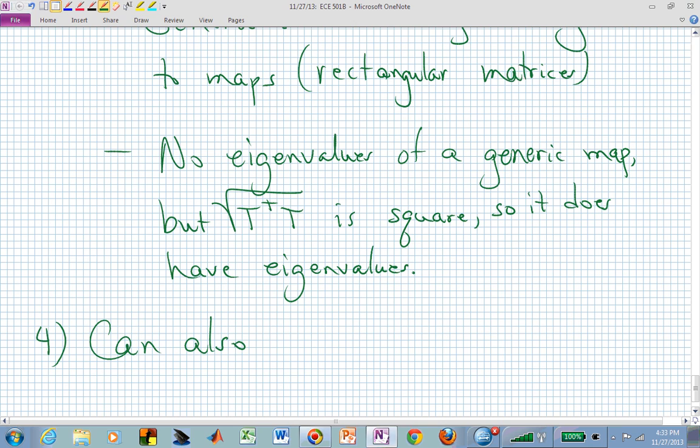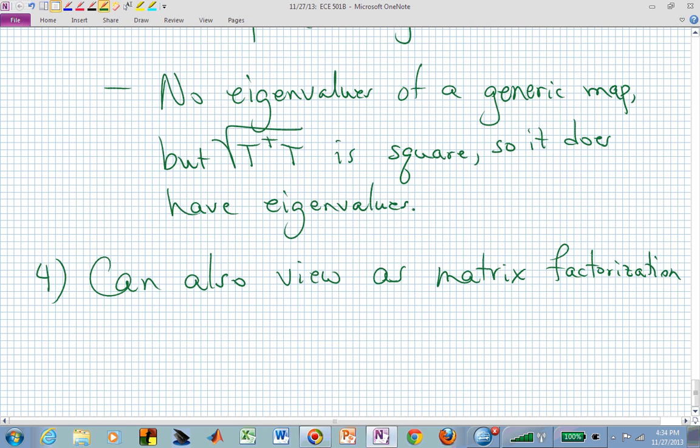So 4 is, we can also view this SVD as a matrix factorization. And that matrix factorization is typically written as T, if I can be bold enough to say T is now going to be a matrix, that's now U sigma V transpose. And MATLAB actually allows you to do this rather easily.